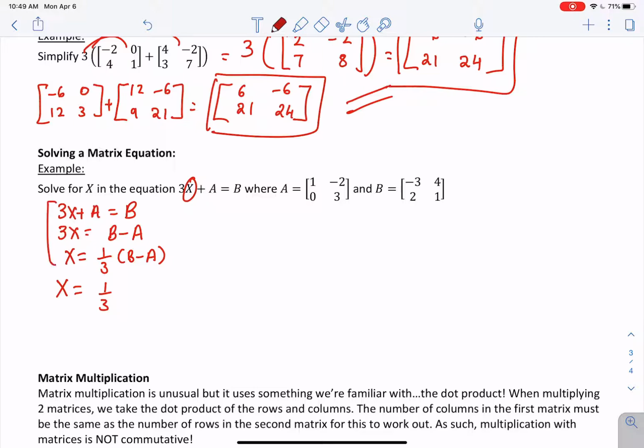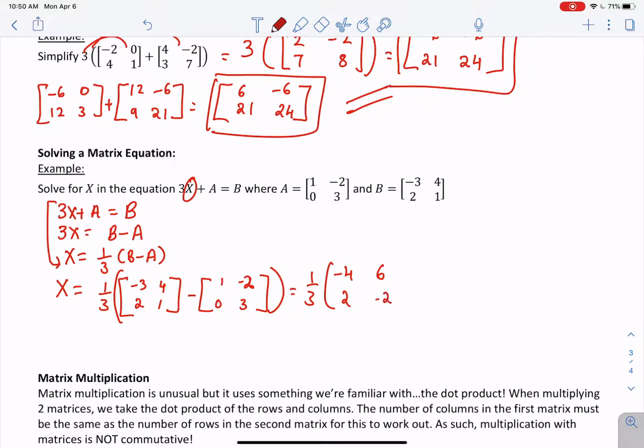So I do all the manipulation with variables, and then at the last step here, I'm going to substitute the actual matrices in. So b is negative 3, 2, 4, and 1. Subtract a from it. And since we know that subtraction is the same as just scaling this by negative 1, I'm just going to do it all combined in one step. So this would be the same as negative 3 minus 1, 4 minus negative 2, 2 minus 0, and 1 minus 3. And then scale everything by 1/3.